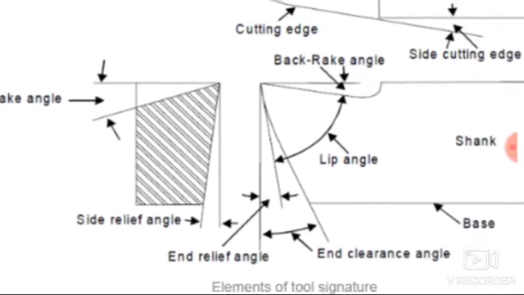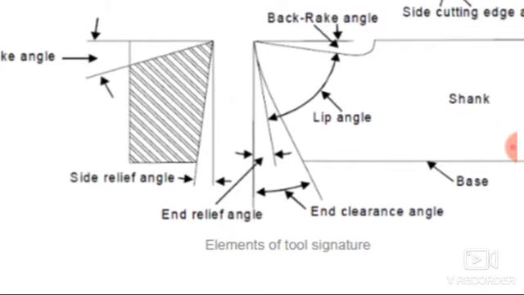Now we will discuss the next angle, that is the end relief angle. Here you can see the end relief angle. The angle in between this line and this line is known as the end relief angle. It is the angle made by the surface immediately below the nose of the cutting tool, and this point is known as the nose of the cutting tool. The angle is made with a line perpendicular to the base of the cutting tool and measured in a plane which is perpendicular to the flank of the cutting tool.